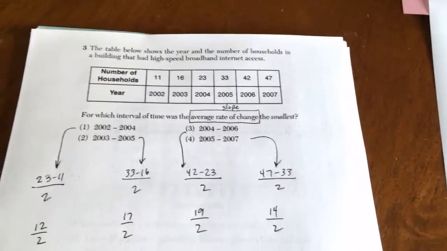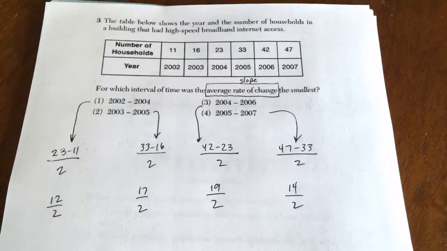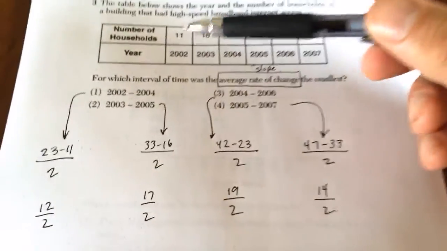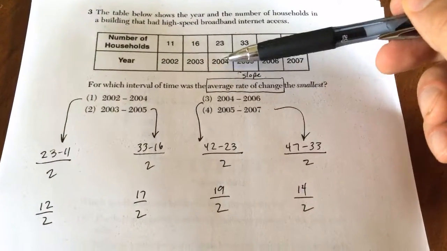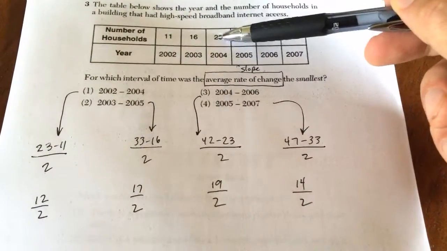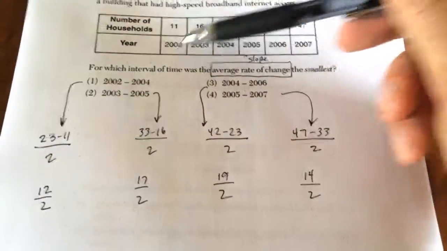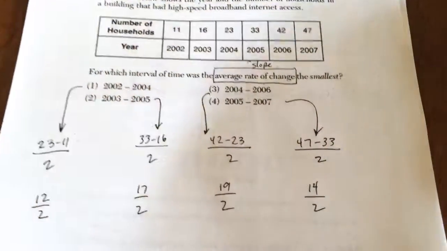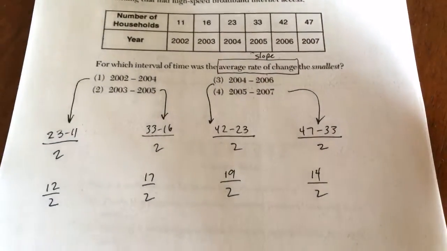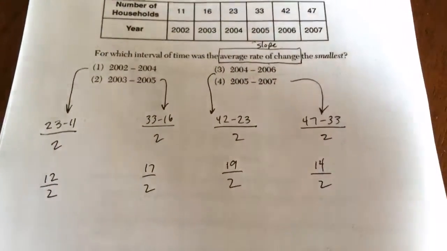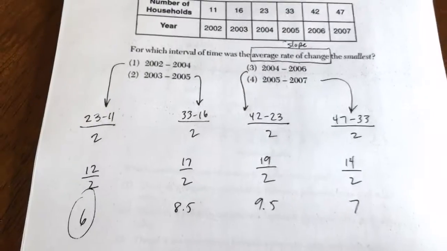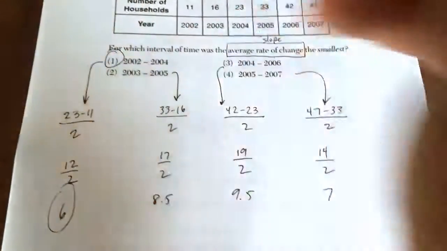In number 3, they're asking you for which interval the average rate of change is smallest. Now remember, the average rate of change just means to find the slope. So what I did here for each of these is I did 23 minus 11. That was the difference in the number of households, and I divided it by the difference in years. Same thing for this one. All these are divided by 2 because it's a change of time by 2 years. So I get 12 over 2, 17 over 2, 19 over 2, 14 over 2. This is 6, this is 8.5, this is 9.5, and this is 7. So it looks like this one is going to be the smallest rate of change. So in this case, your answer should be number 1.